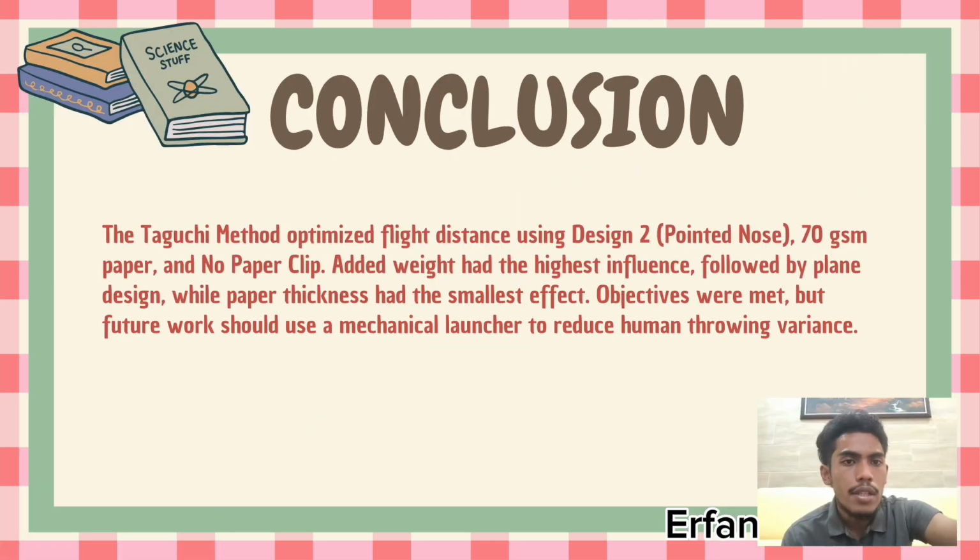In conclusion, the Taguchi method successfully optimized the flight distance of the paper airplane. The best combination was Design 2 with a pointed nose, 70 GSM paper and no paperclip. Among all factors, weight had the greatest influence, followed by airplane design, while paper thickness had the least effect. Overall, the objective of the experiment was successfully achieved. For future work, using a mechanical launcher is recommended to reduce human error and improve result consistency.